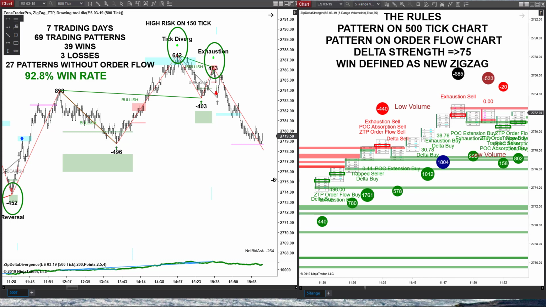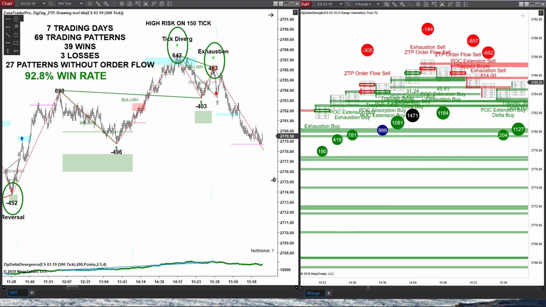These patterns were developed over 7 trading days from February 19th to February 27th. So one of the strengths of the ZoneTraderPro is that you're able to go back and take an idea and backtest it, because nothing on the ZoneTraderPro charts is going to disappear.